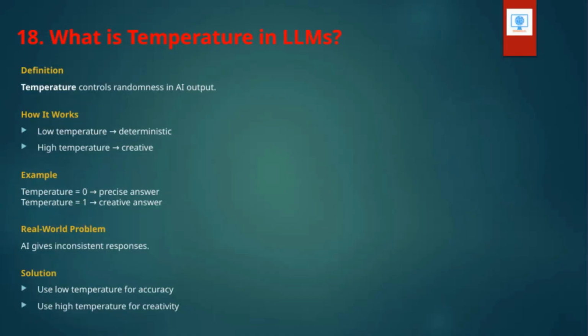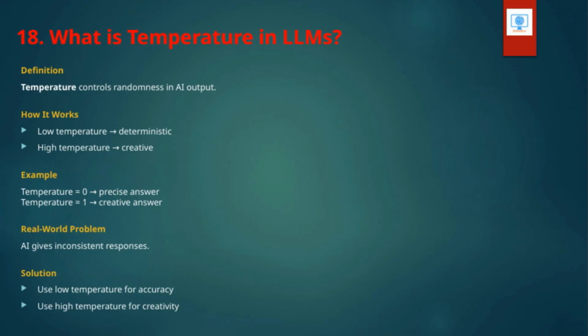Let's talk about temperature in LLMs. Essentially, it controls how random or creative the AI's output will be. When we say temperature, we're referring to a setting that influences the variability of responses. Now, how does it work?